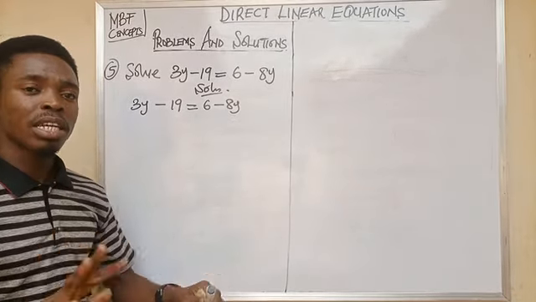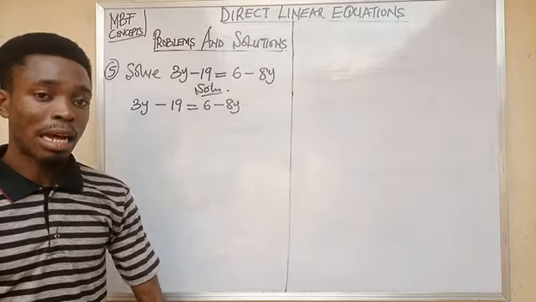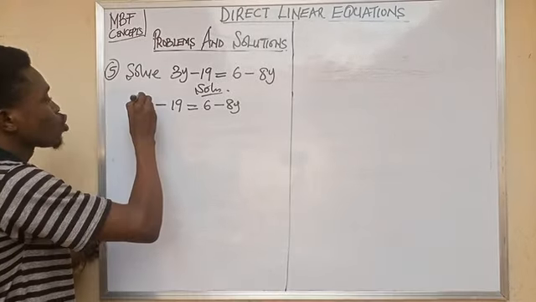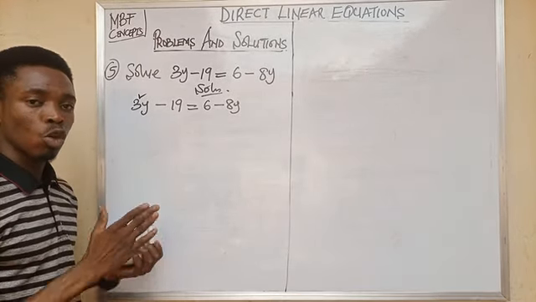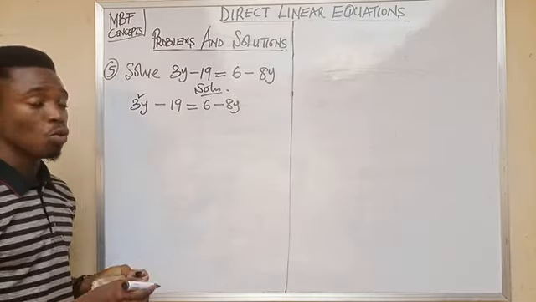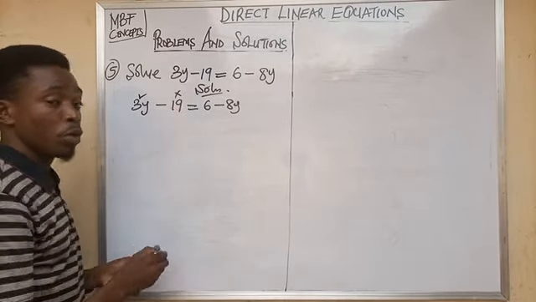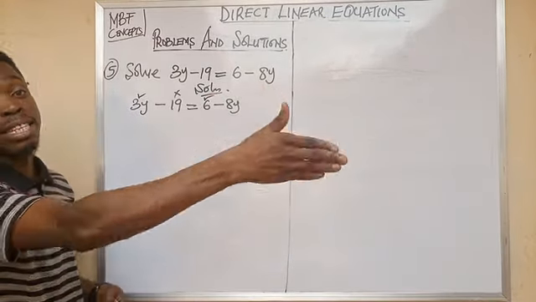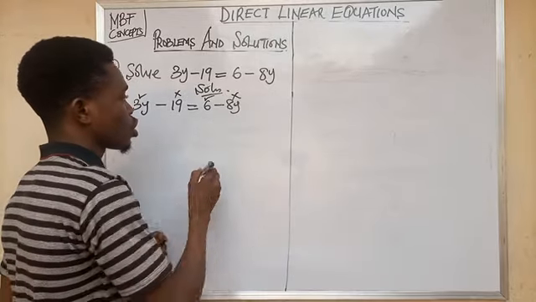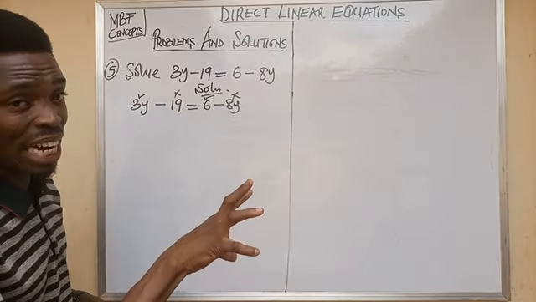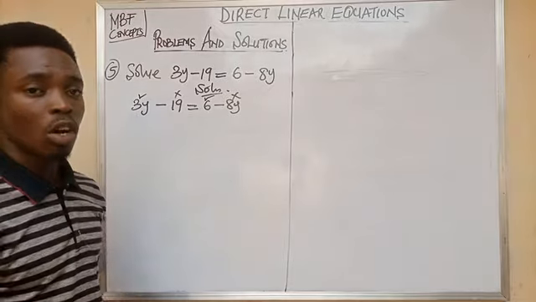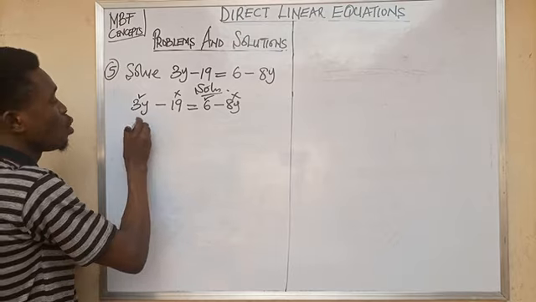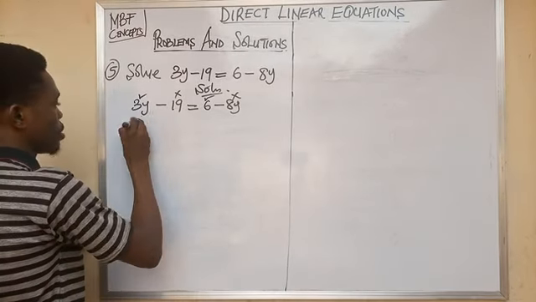Then the next step is to identify the terms that are wrongly positioned and those that are rightly positioned. Therefore, 3y is a variable, and variables are meant to occupy the left hand side. That means this is already marked good. But minus 19 is a constant and is wrongly positioned. Then 6 is a constant rightly positioned since it is at the right hand side already. While minus 8y is wrongly positioned because it's a variable, and variables are not meant to occupy the right hand side, but the left hand side. If this is done, that means we need to collect like terms.